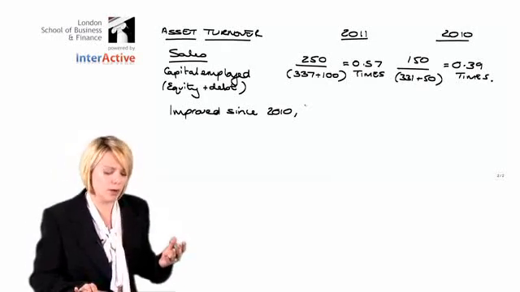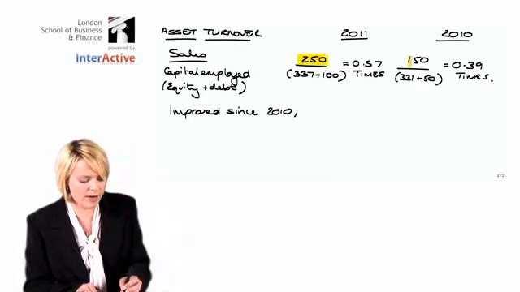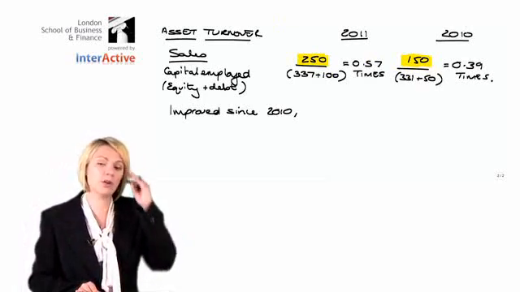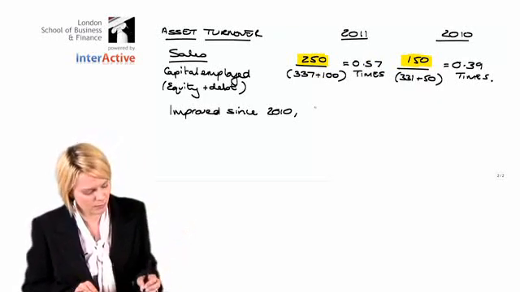Now, why would that be? Well, obviously, can we see the numerator at the top is a lot higher. So, of course, the main reason for that is because of higher sales revenue.